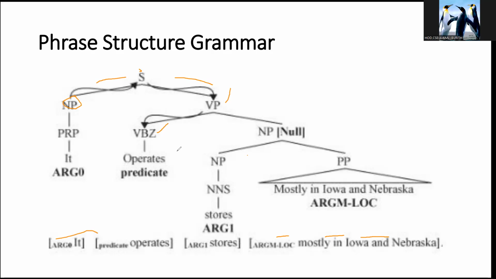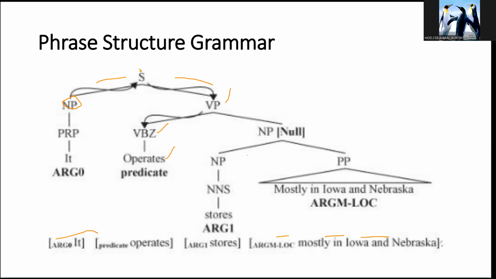So VBZ, verb phrase related adjective, and then our actual word, that is operates. So this path continues from the noun phrase to sentence and then verb phrase and then verb phrase related adjective. Say for example, if your sentence is like it operates stores mostly in Iowa and Nebraska.